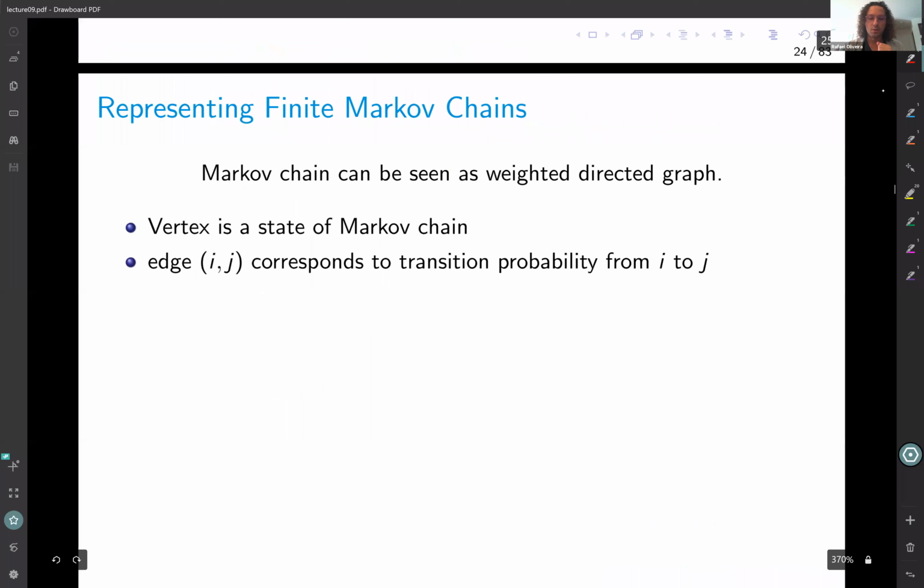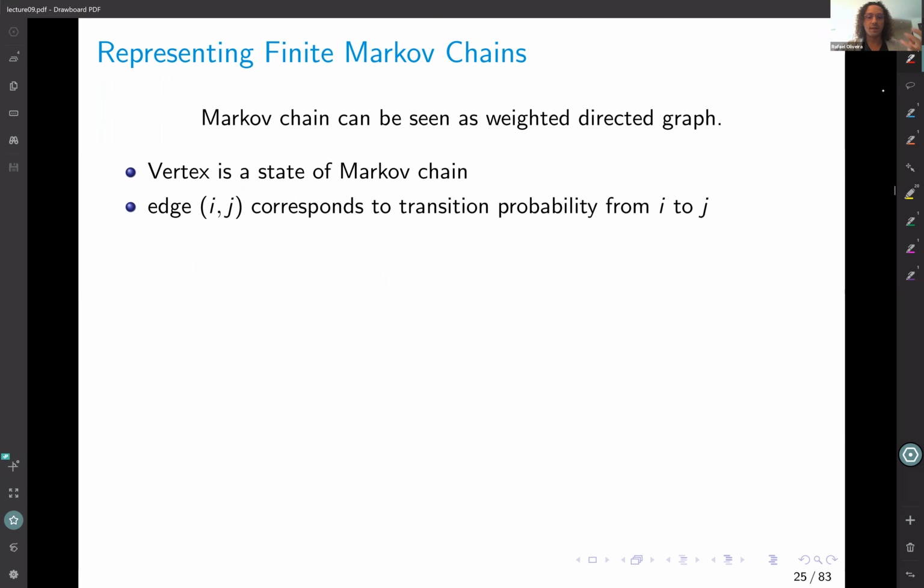Okay, and again, a vertex is a state of the Markov chain, and the edge ij corresponds to the transition probability from i to j. Does that make sense? We first saw a random walk, but the Markov chain is just characterized by the probability, if I'm at i, of going to j, because the only thing the Markov chain cares about is where you are now to take your next step. Does that make sense?